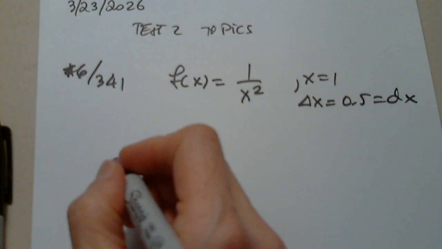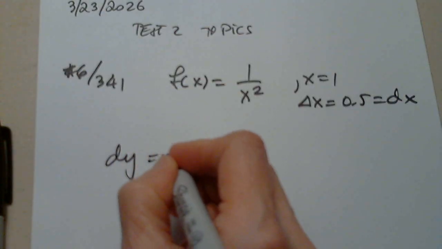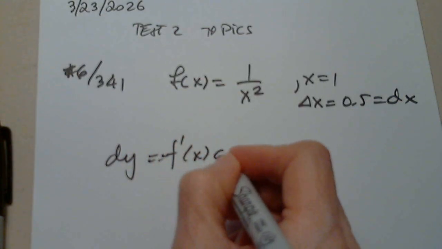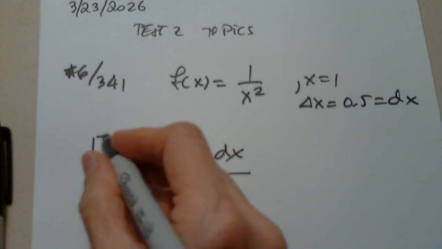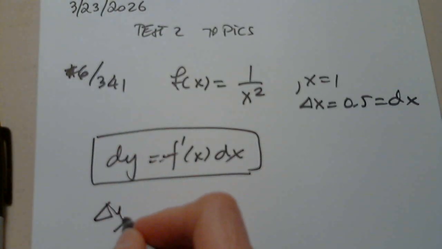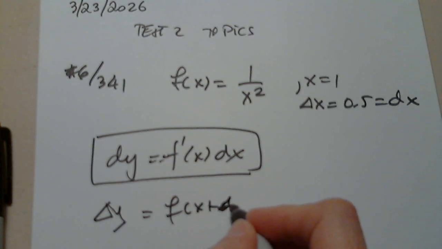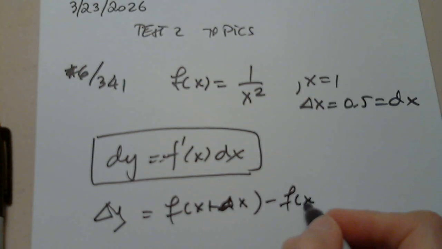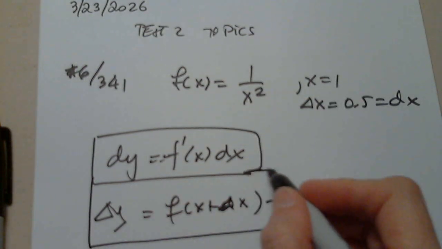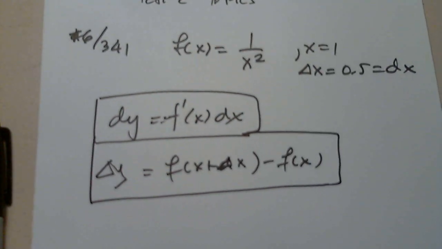So I know two definitions. dy equals f prime of x dx. This is carved in stone. And delta y is also carved in stone: f of x plus delta x minus f of x. These are the definitions. We cannot change those. All we have to do is fill it in.